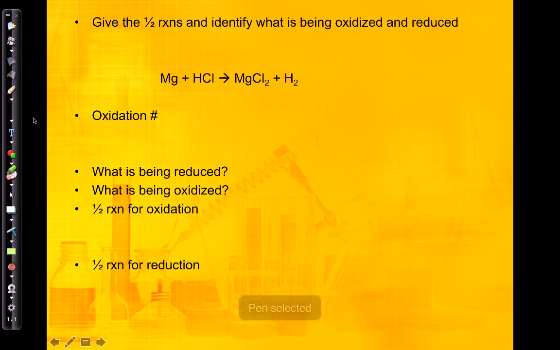Alright, so let's look at this. Okay, magnesium is going to be 0 here. Hydrogen is positive 1. Chlorine is negative 1. Chlorine is also negative 1 here, because it's in a compound, but magnesium will be a positive 2. And hydrogen is now by itself, so it's a 0. Okay, so now we need to pay attention to only things where the redox number, or the oxidation number changes. So magnesium goes from a 0 to a positive 2. So the oxidation number went up, so it is oxidized.